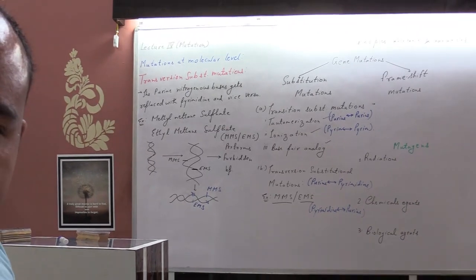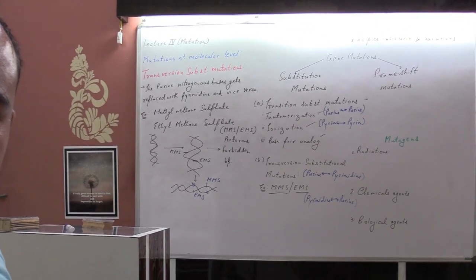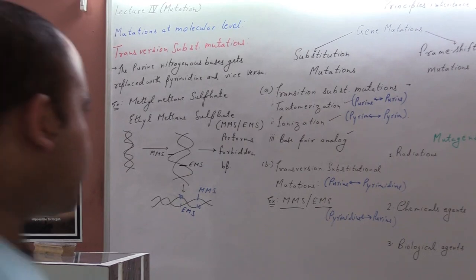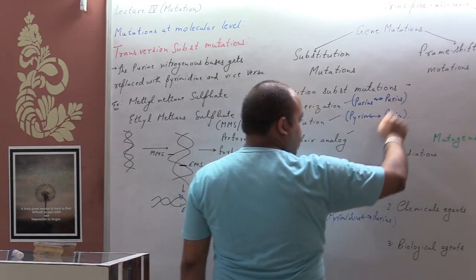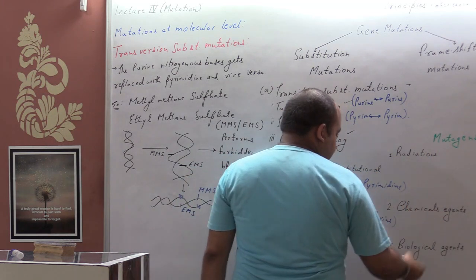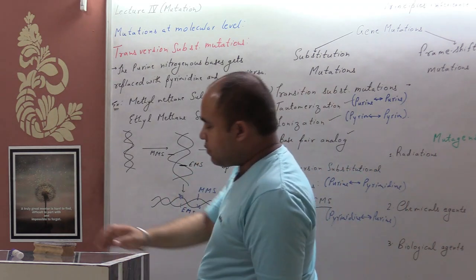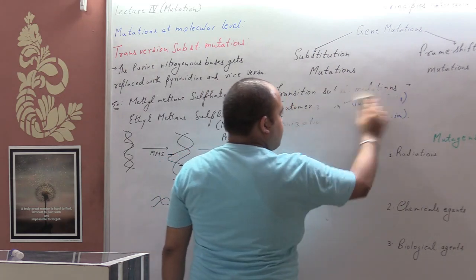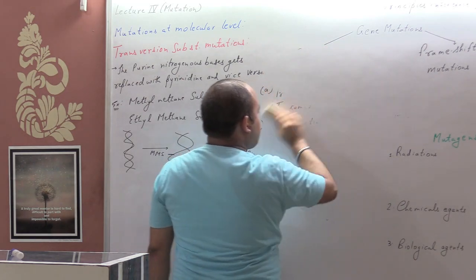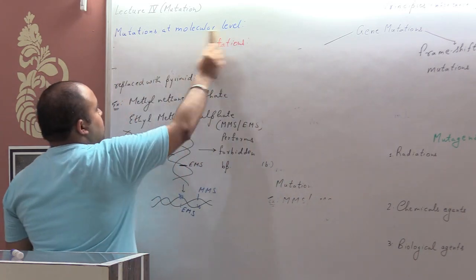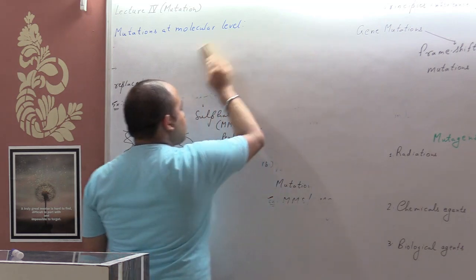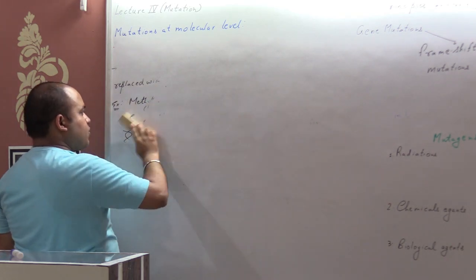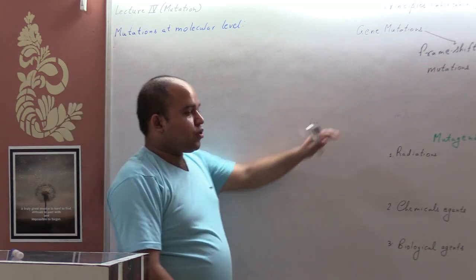Okay, so here we are. We have to talk about the frame shift mutations now. The different types of mutagenic agents, the chemical agents and the biological agents. Okay, so we will be talking about them. So we will be talking about the frame shift mutations.